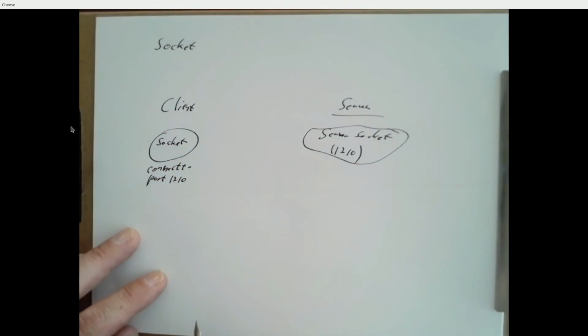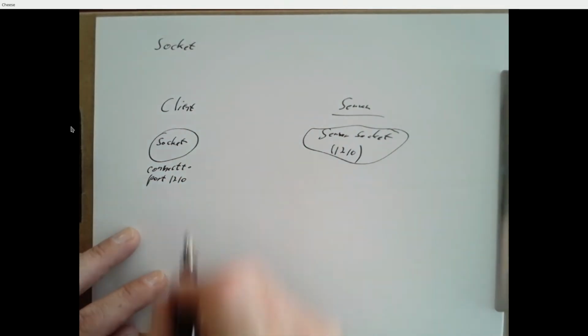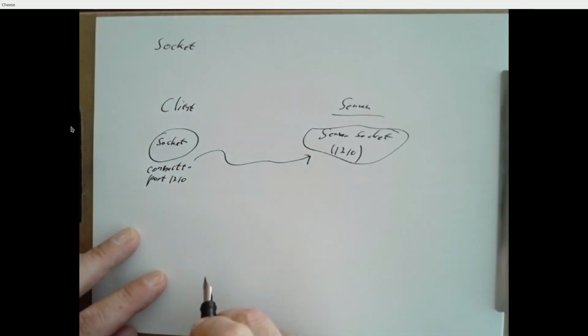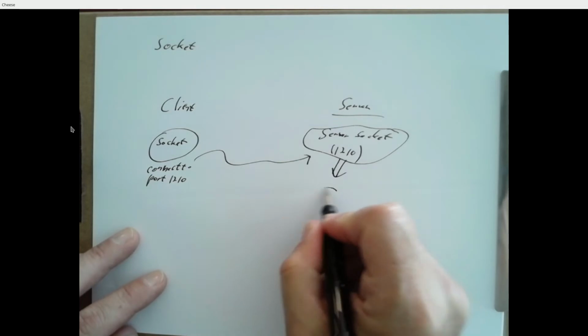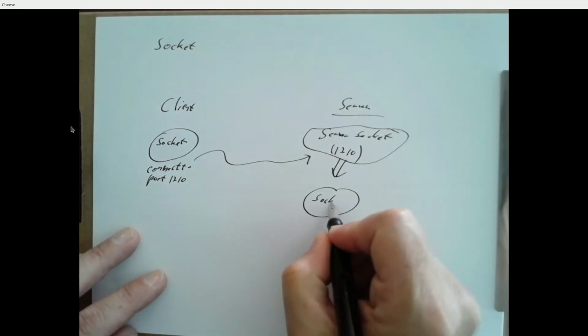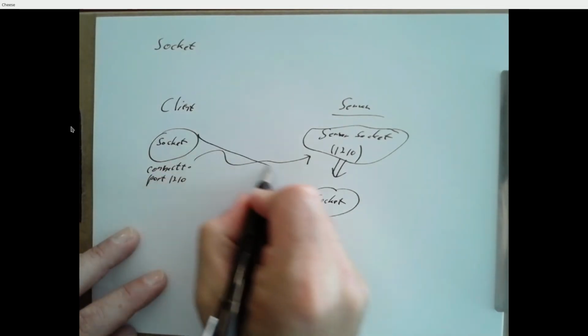Connect to port 1210. It comes over here, different machine, same machine, doesn't matter. The server socket knows it's listening to port 1210. This creates a new socket, and these two get connected together.